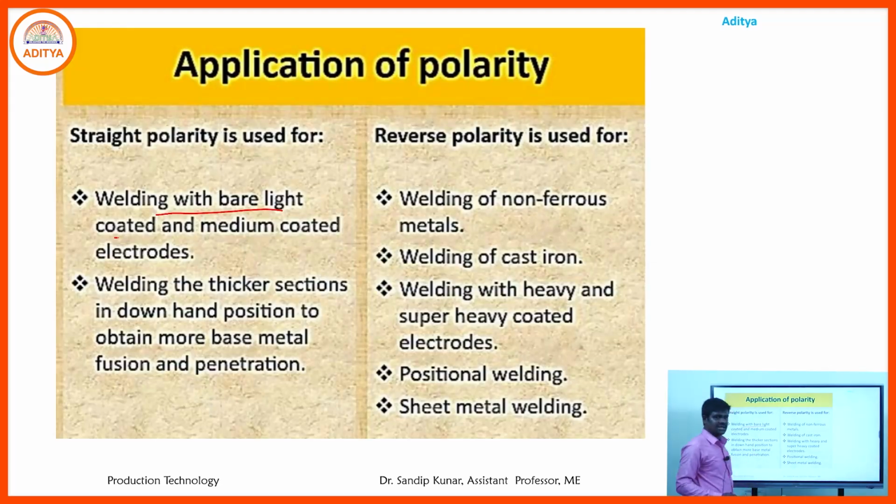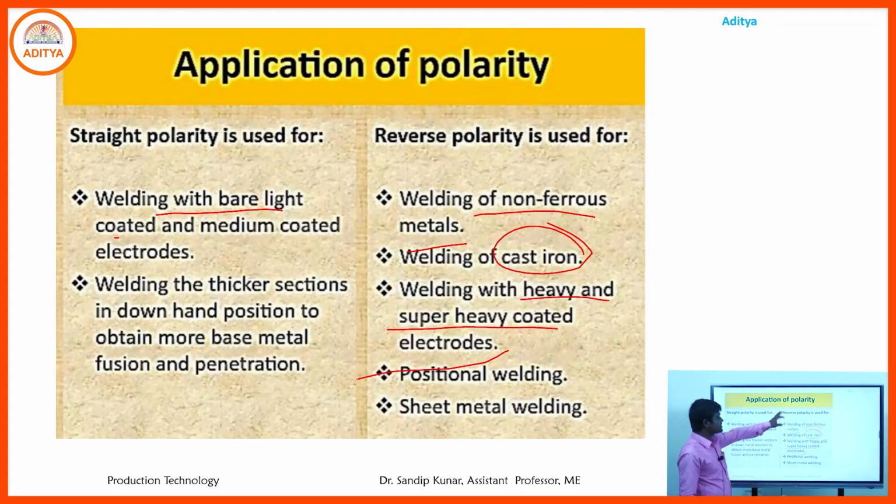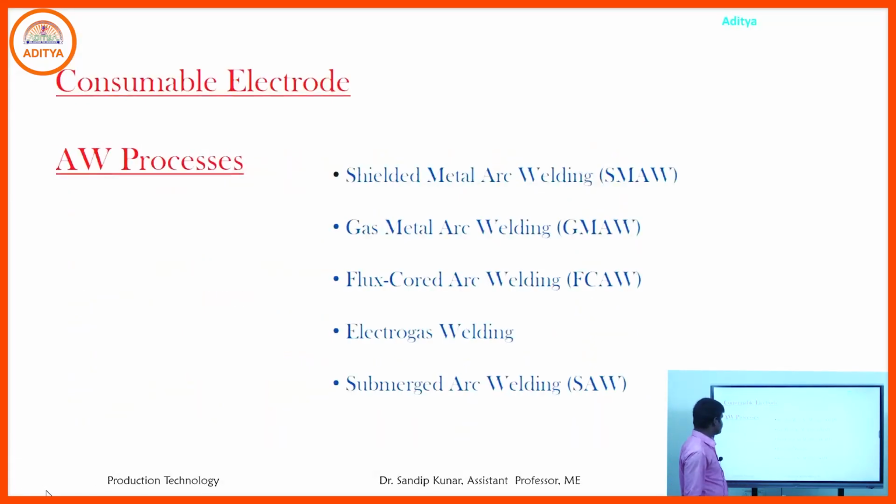Reverse polarity is generally used for non-ferrous materials, and also for cast irons. Welding with heavy and super heavy coated electrodes is also done with reverse polarity, and the penetration depth is less in reverse polarity. It is used in sheet metal welding, and also for positional welding.